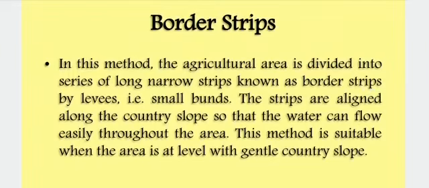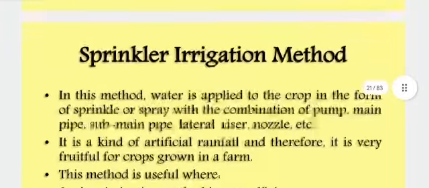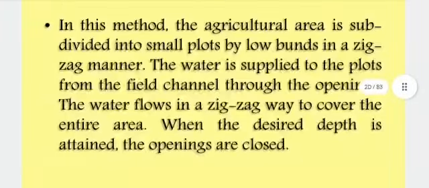And next one is border strips. In this method, the agricultural area is divided into a series of long, narrow strips known as border strips by small bunds. The strips are aligned along the country slope so that the water can flow easily throughout the area. This method is suitable when the area is level with a gentle country slope. This is called border strips. And zigzag method.